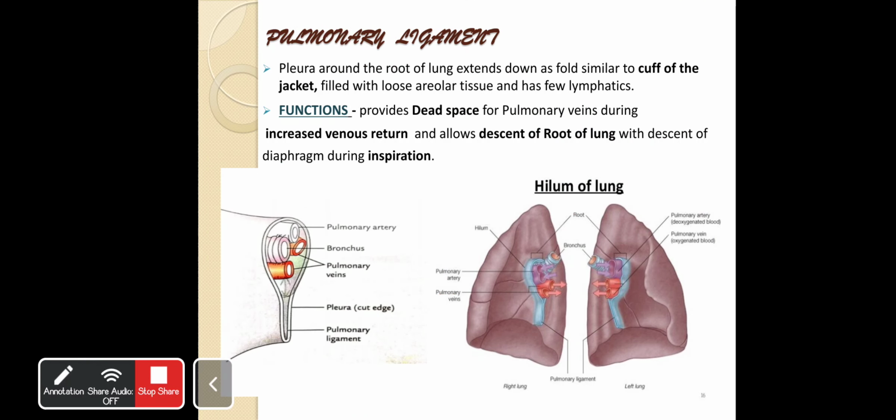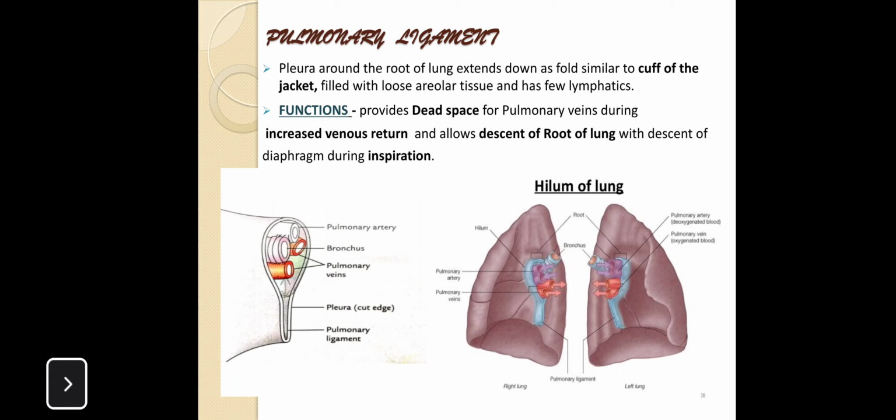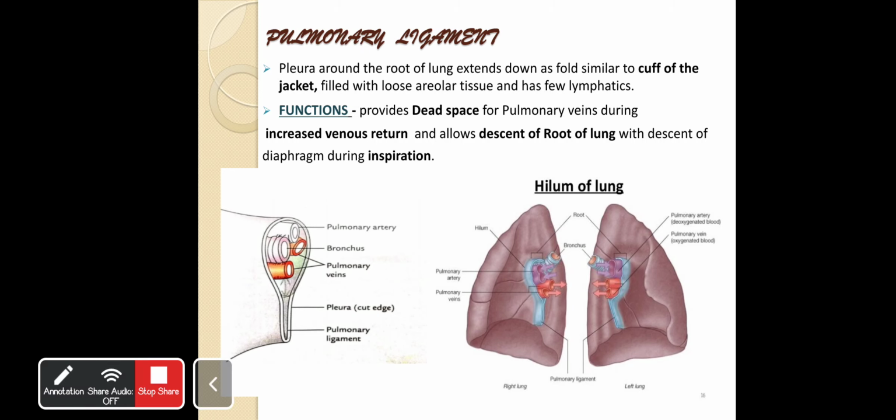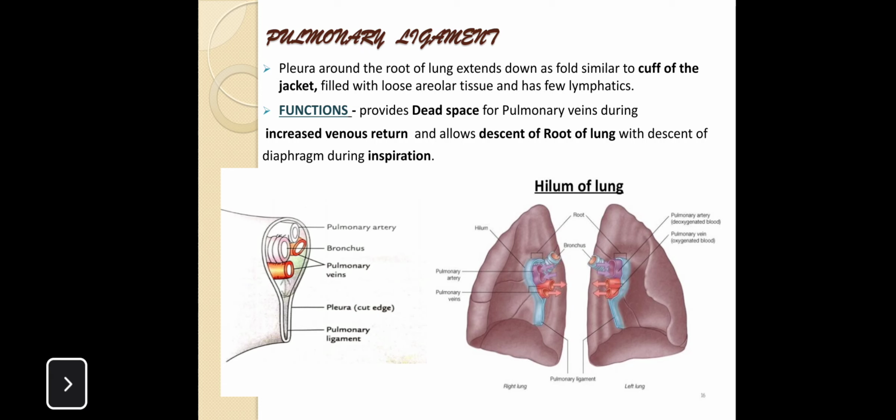So one important subtopic, as we already saw, pulmonary ligament. It's nothing but a loose fold, okay, of the pleura which is extending below the root of neck, and you can compare this to the cuff of shirt or jacket, which will help free movement of the wrist. Okay, so this will be filled with loose areolar tissue and will have few lymphatics. This fold will extend from the root of lung to the diaphragm and lies between the lung and the mediastinal structures.